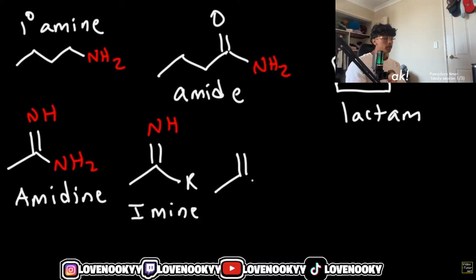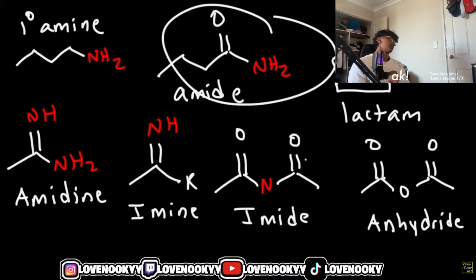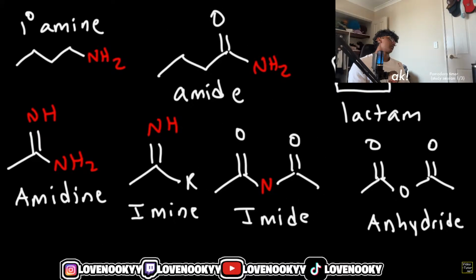Now, what if we added another carbonyl group to the amide functional group, where the nitrogen is in the middle? What is that? Notice that it looks very similar to this. So if it's an oxygen in the middle, this is called an anhydride. But if you have a nitrogen in the middle, this is called an imide. Very similar to an amide, but you just have two carbonyl groups instead of one. So that's an imide.